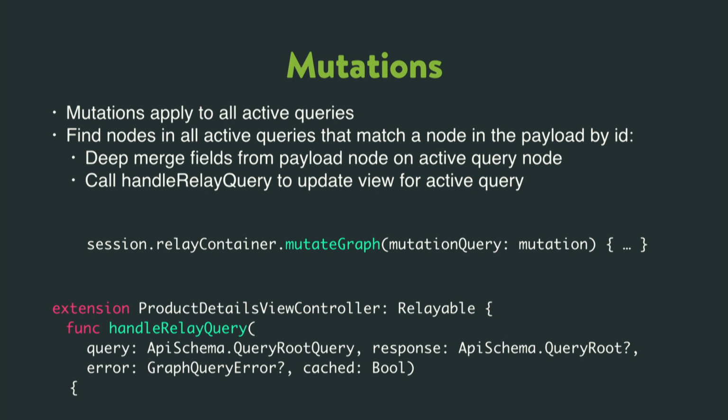When a mutation happens, we want to update the whole app so that we can see that change represented elsewhere, and even as they navigate through the app. So what we do is we find all the nodes on the mutation payload and match that against nodes in the active query objects in order to find everything that needs to be updated. And we match those by just comparing the IDs. We deep merge the fields from the payload node onto the active query node, and then call that handle relay query method in order to update the view.